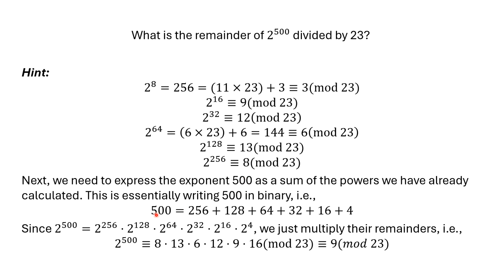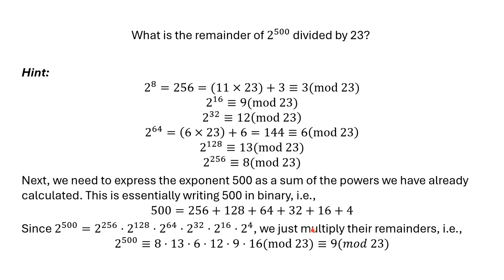So we write 500 as this sum here: 256, 128, 64, 32, 16. 2 to the 4th is 16, which is 16 mod 23. We didn't actually start with that. We could have, but I didn't do that. So we take 2 to the 500, and we can write that as 2 to these different powers. And when you multiply these together, you add the exponents. So these two things are the same.